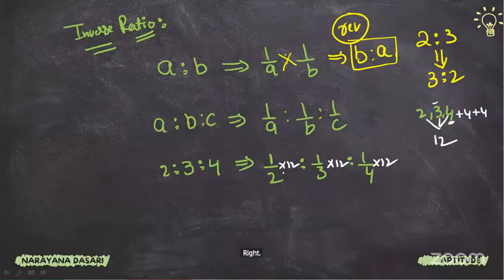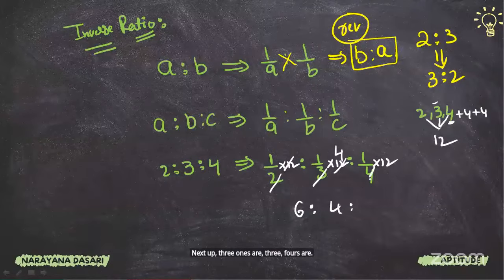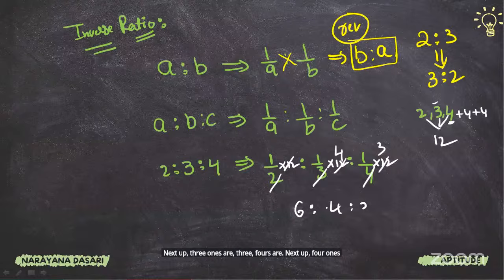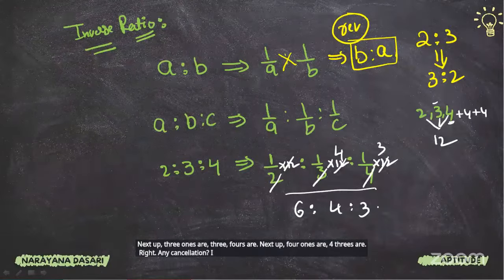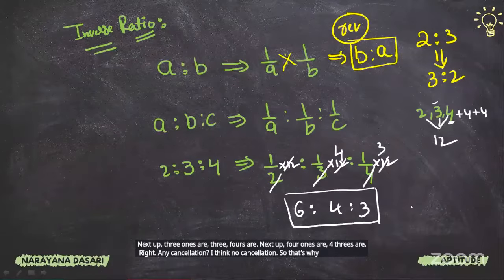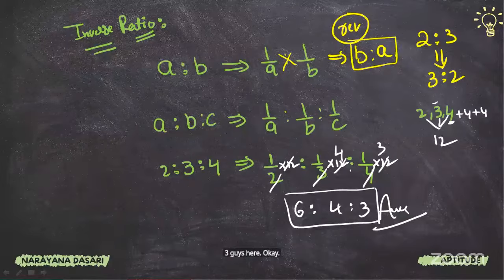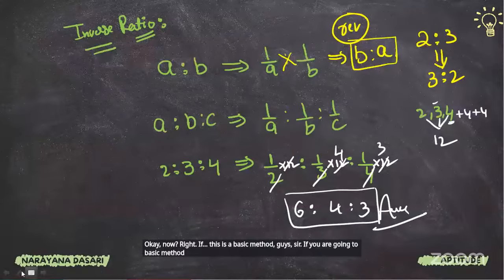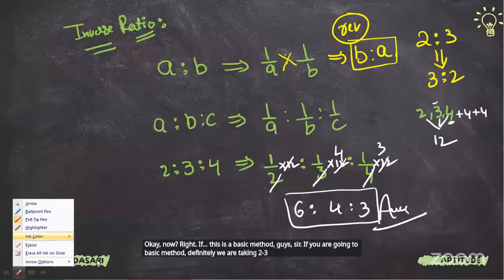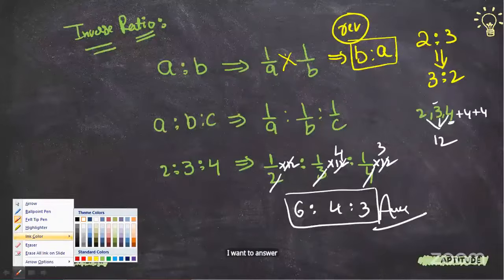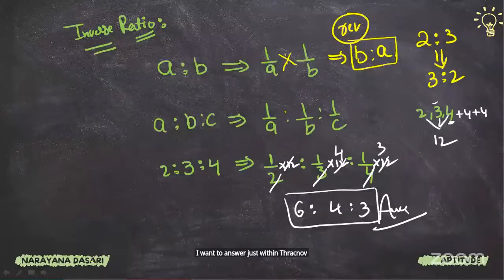Right. Let me calculate. 2 ones are 2, 6s are. Next, 3 ones are 3, 4s are. Next, 4 ones are 4, 3s are. Right. Any cancellation? I think no cancellation. So the final answer here is 6 is to 4 is to 3, guys. Okay, right. This is the basic method, guys, sir. If you go with the basic method, definitely we take 2 to 3 minutes. I think it's a waste of time. I want to answer just within a fraction of seconds, sir, without pen, guys, here.